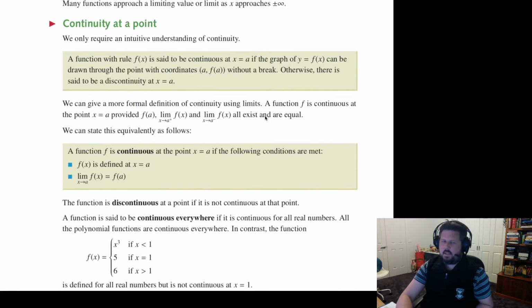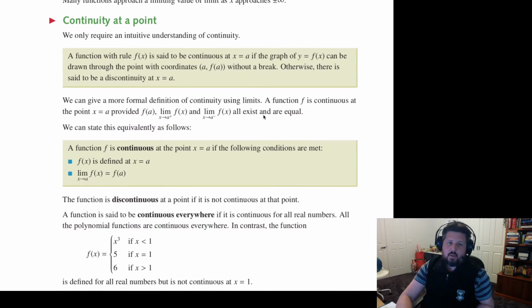So that leads us to the next part, which is what's called continuity at a particular point. Essentially what we're looking for here is if the left-hand limit is the same as the right-hand limit, then they are continuous at that particular point. This is really saying if a function can be drawn through the points without a break, then it's said to be continuous. If there is a break at that particular point, then it's discontinuous.